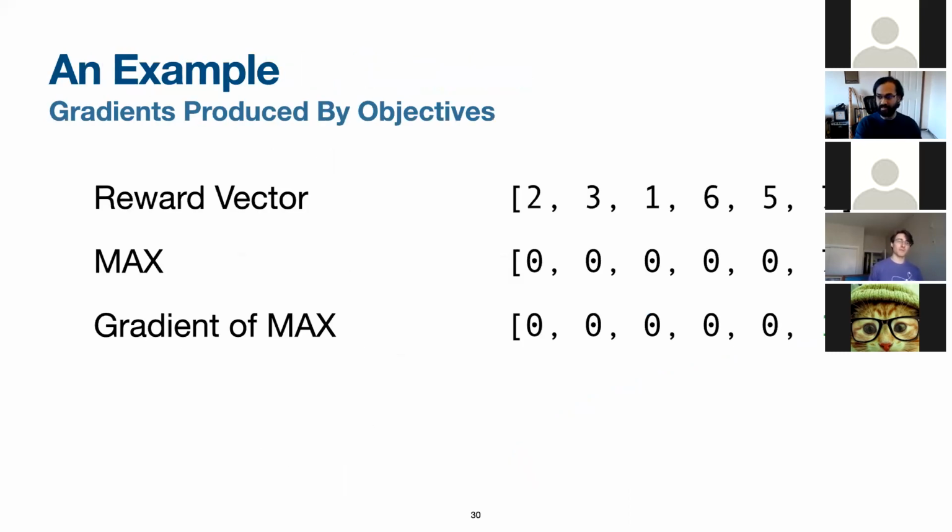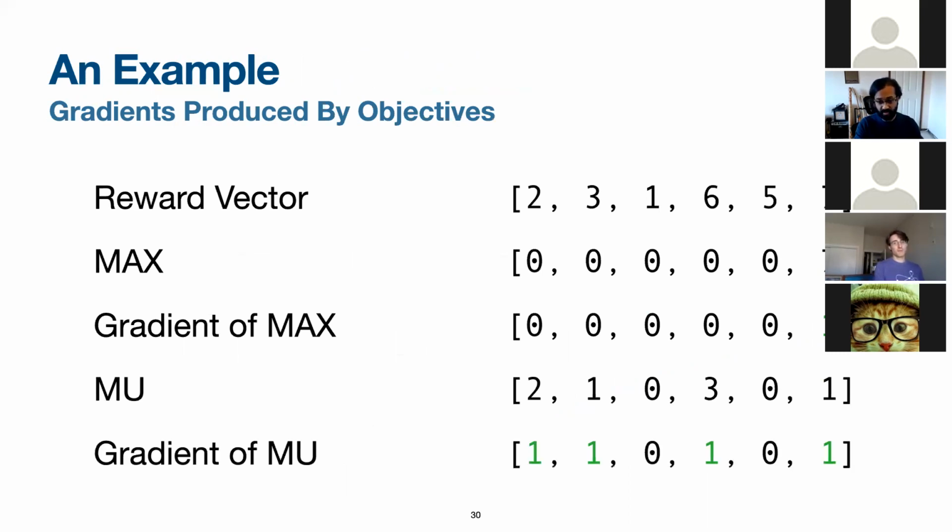Let's go back to that example we had, where we saw that the max objective produced a very sparse gradient vector. If we now look at the vector of marginal utilities, we'll see that there are more non-zero values in this vector. And taking the gradient of the marginal utilities now produces a gradient vector with denser gradients.